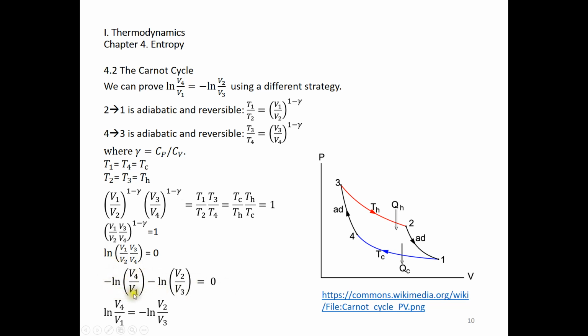And then we can move this to the right hand side. We have this equation at the beginning. We have proven this equation. The logarithm of v4 over v1 is equal to negative logarithm of v2 over v3. Also, it means v4 over v1 is equal to the reciprocal of v2 over v3.